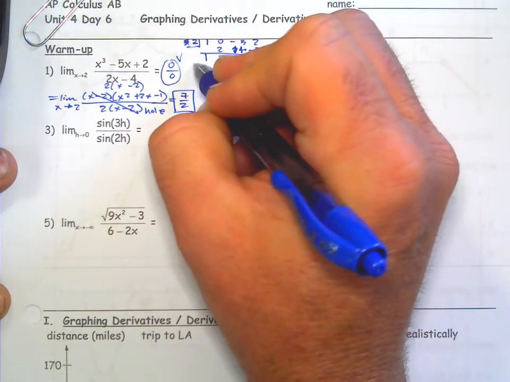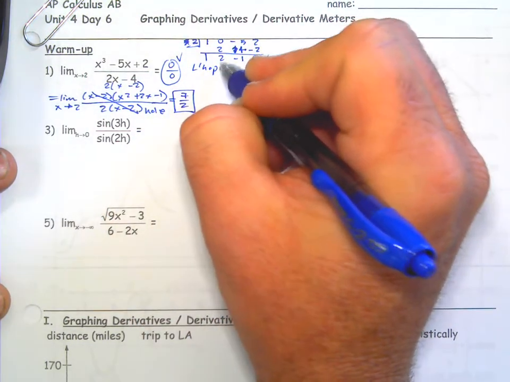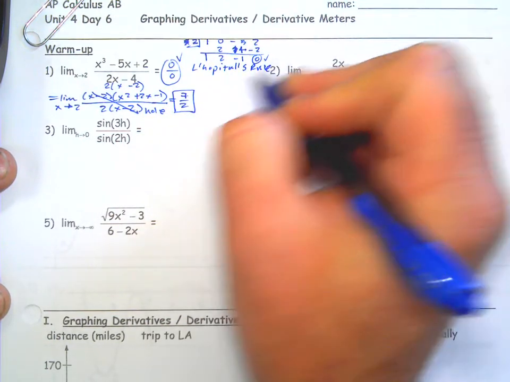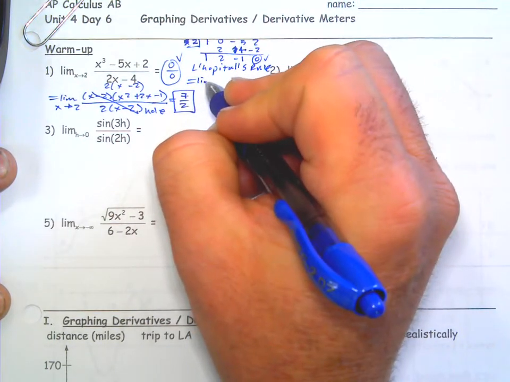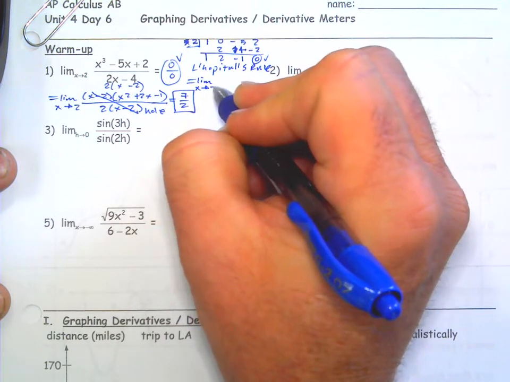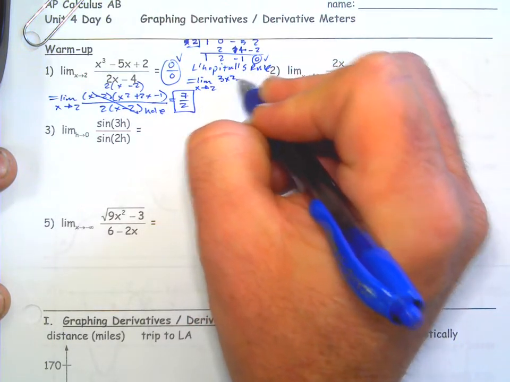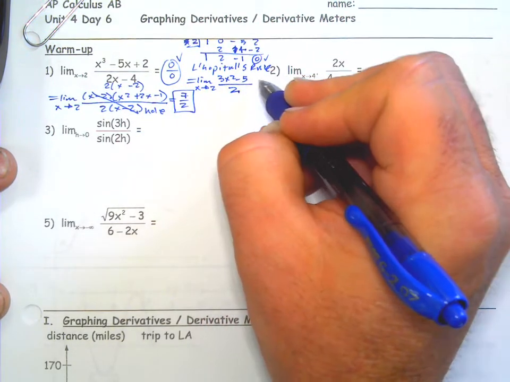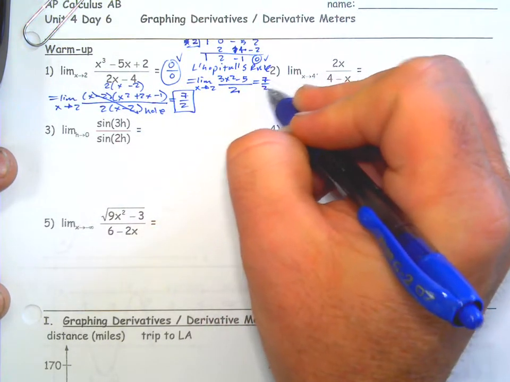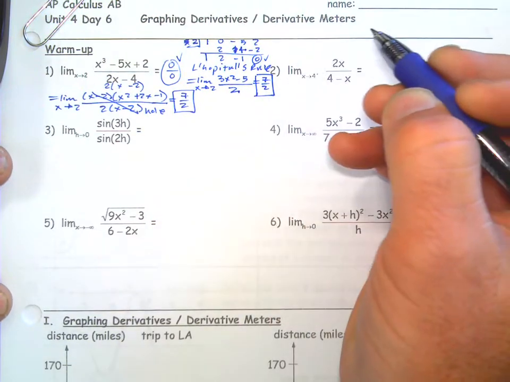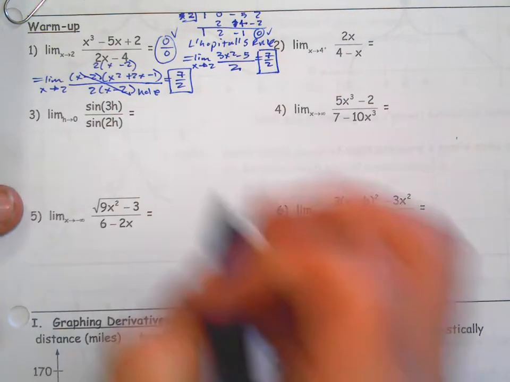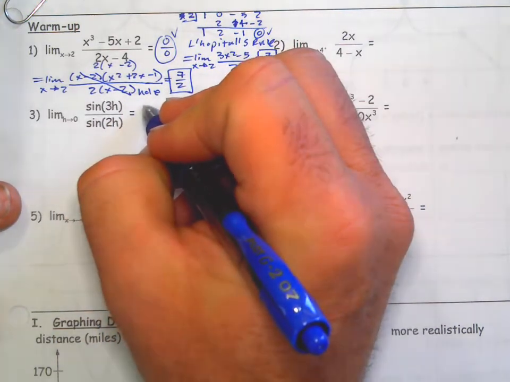Okay, now L'Hopital's rule would work. It wouldn't actually be that bad. It might be nicer. Limit as x approaches 2 of 3x squared minus 5 over 2. Plug 2 into this, you get 12 minus 5 is 7, divided by 2 is 7 halves. Same answer.